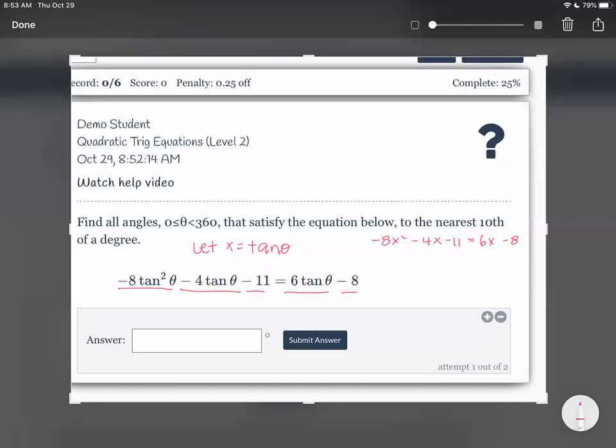Okay, so let's bring everything to one side so that we can have it equal to 0, because we like it when things are equal to 0. So let's bring it over to the left side. Why not? So I'm going to minus 6x, minus 6x. We got negative 8x squared minus 10x minus 11 equals negative 8. Still not equal to 0, so I need to add 8 to both sides. So we get negative 8x squared minus 10x, that simplifies to minus 3 equals 0. Okay. Any questions up till here?